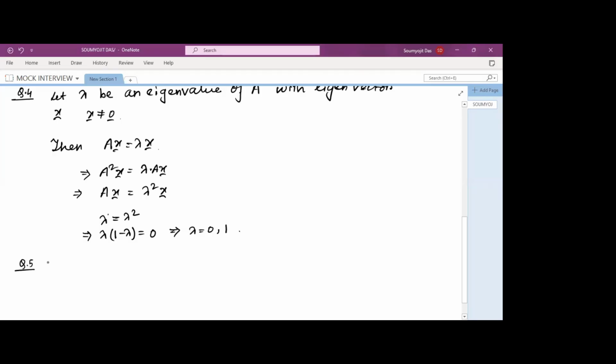Okay, write a 3 cross 3 matrix. 1, A, B; 0, 1, C; 0, 0, 1. If this is an idempotent matrix, then what will be the determinant of it?